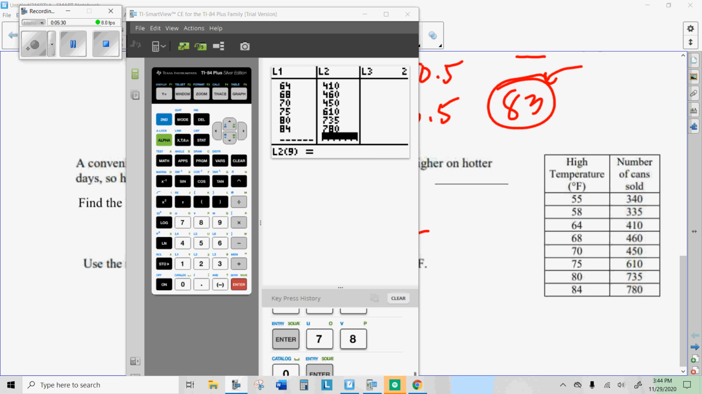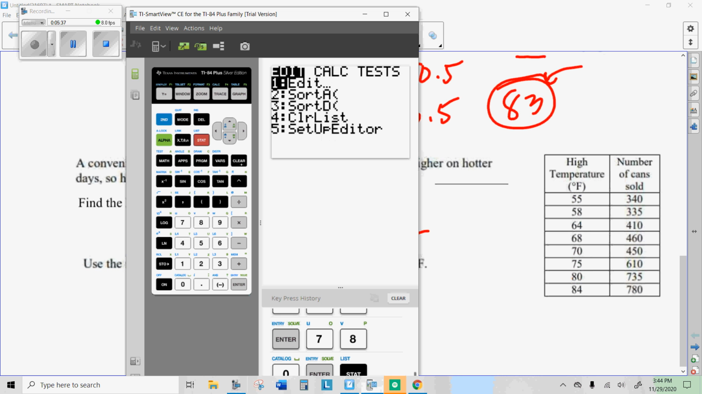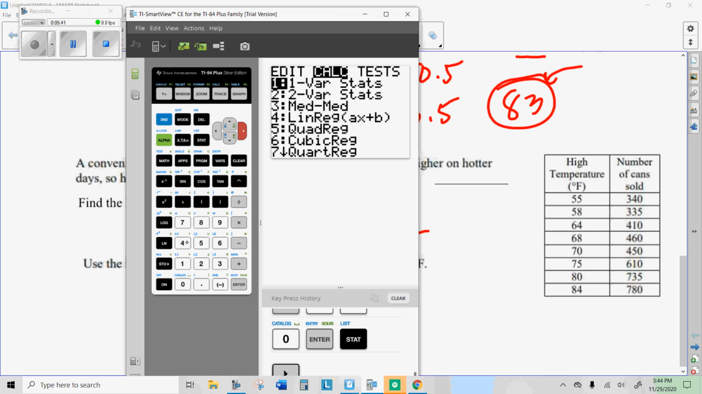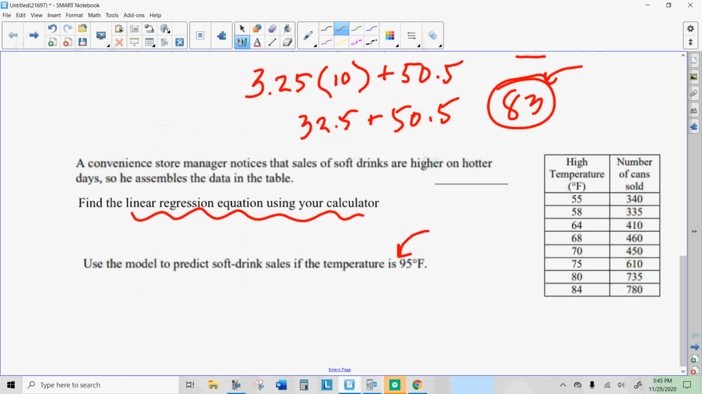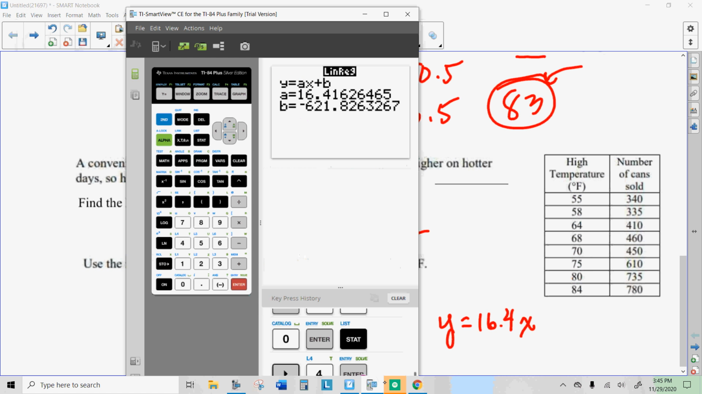All right, so we can see as the temperature goes up, the number of cans sold goes up also. So we're going to let the calculator get the linear regression equation for that. And there it is. So y equals, if you want to round it, y equals about 16.4 x minus 621.8.